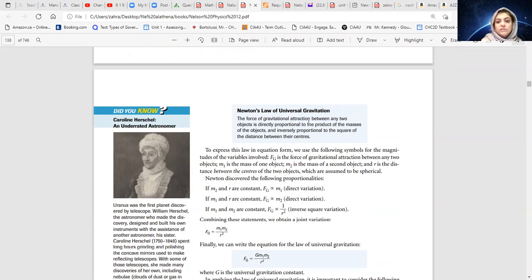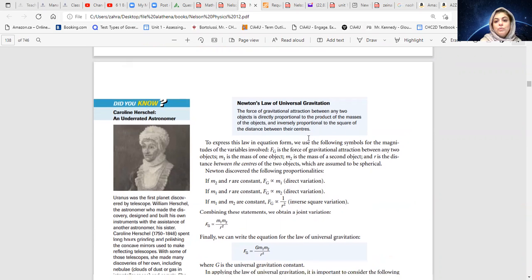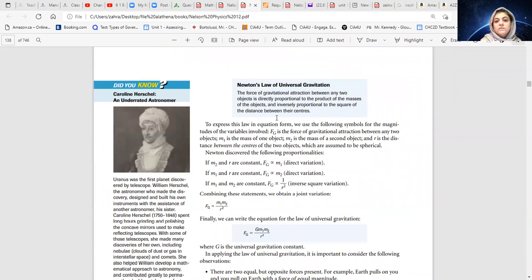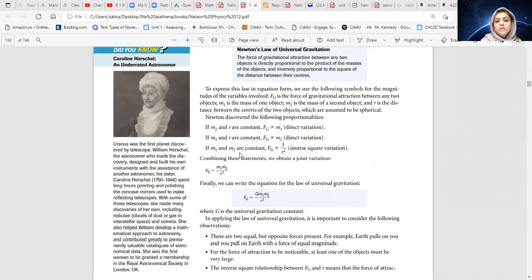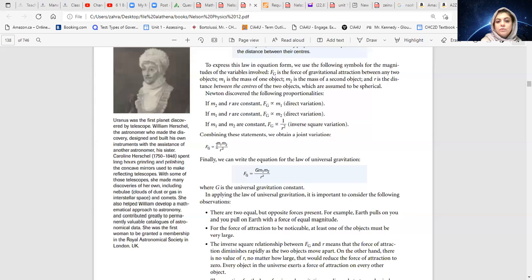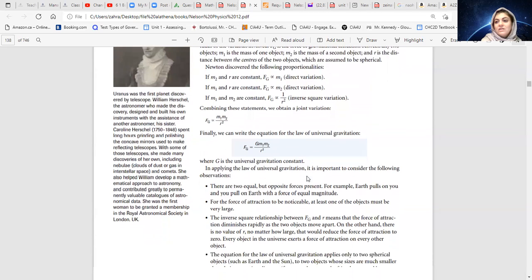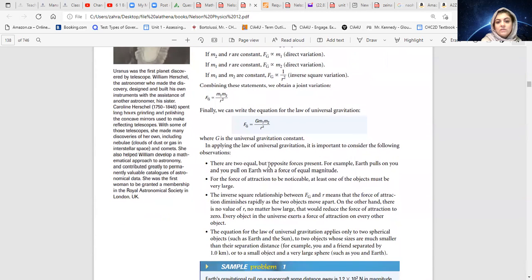The force of gravitational attraction between any two objects is directly proportional to the product of the masses of the objects and inversely proportional to the square of the distance between the objects. So the force of gravity is proportional to the mass of the two objects and inversely proportional to the distance between the objects. We multiply it by a constant G, the gravitational constant, which is universal. It doesn't matter where in the universe, G is a constant.